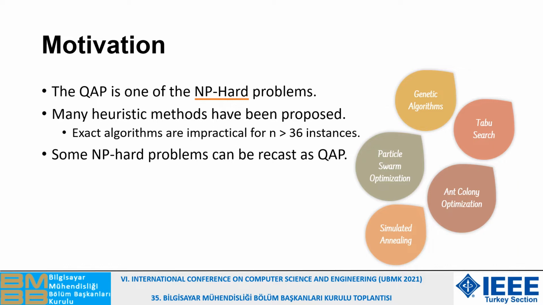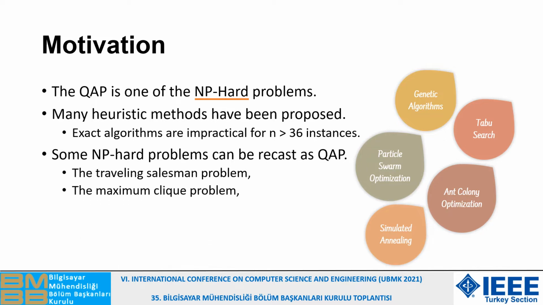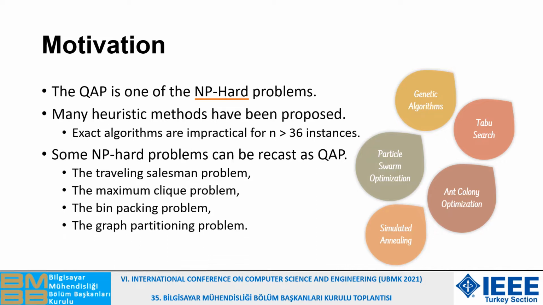Moreover, several classic NP-hard problems, such as the traveling salesman problem, the maximum clique problem, the bin packing problem, and the graph partitioning problem, can also be recast as a quadratic assignment problem.